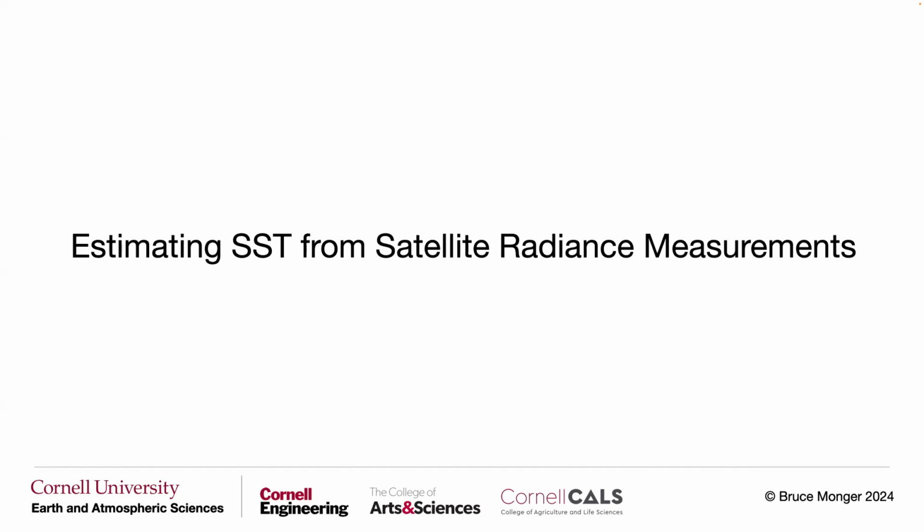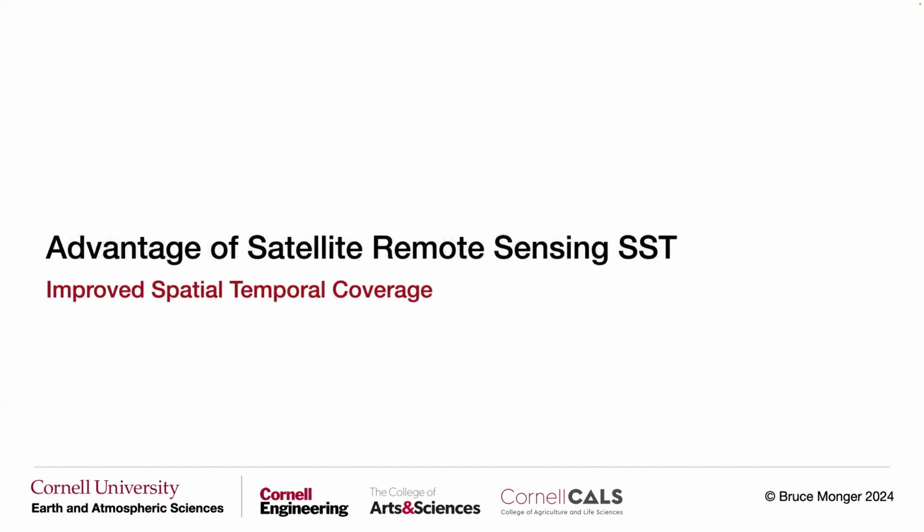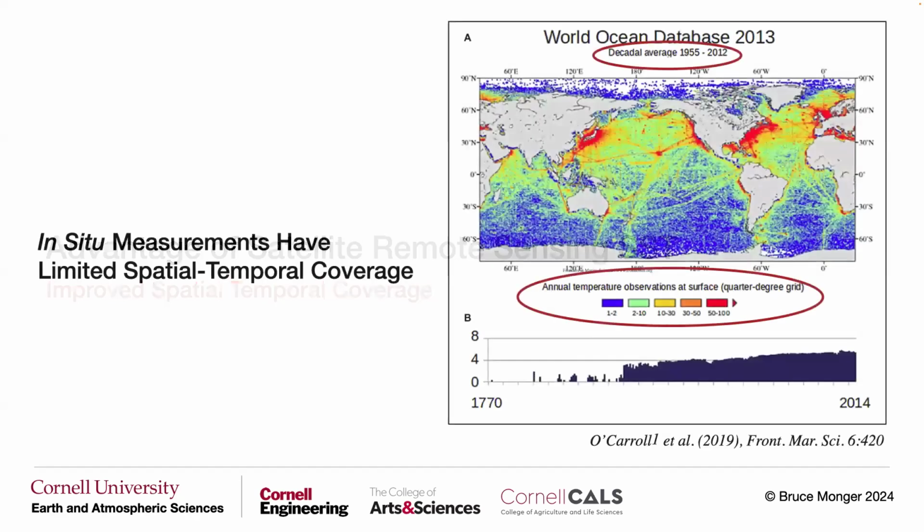Let's see. Estimating SST from satellite radiance measurements. This is just a real quick one. I knew there was a big difference, but I didn't realize it was this big. This is compiled in situ data between 1955 and 2012. Over that time period, how many SST measurements were made per year? Over all those decades, it was 1 to 2 SST measurements per year here.